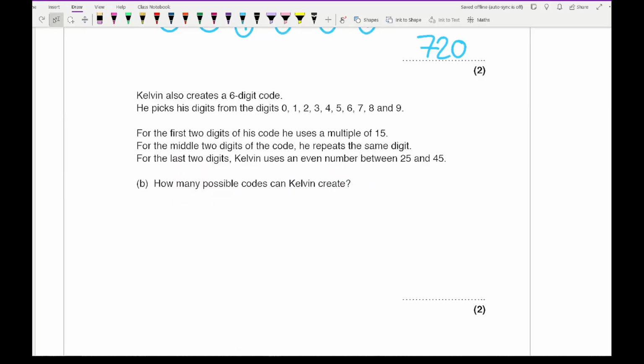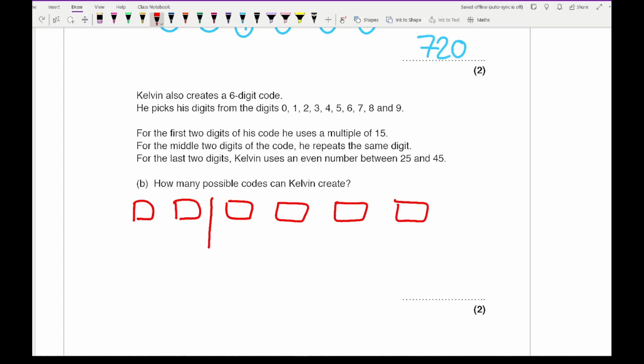The next part says that Kelvin also creates a 6-digit code. He picks from the digits of 0, 1, 2, 3, 4, 5, 6, 7, 8, 9. His first 2 digits of his code is a multiple of 15. For the middle 2 digits, he repeats the same digit. And for the last 2 digits, Kelvin uses an even number between 25 and 45. So let's first of all start by marking his 6 digits.